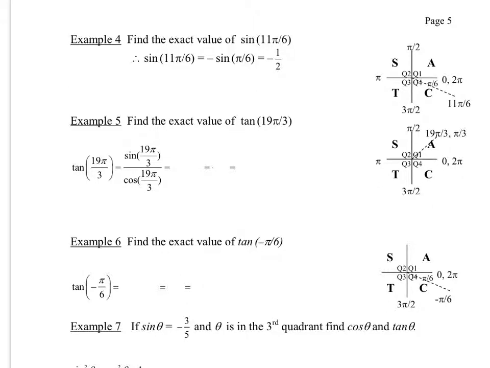So we can just take the sine and the cosine of pi over 3, which we've got in our unit circle. They're root 3 over 2 and a half. Divide those two things, we can multiply top and bottom by 2, and you'll get in the end root 3 over 1, which is root 3.